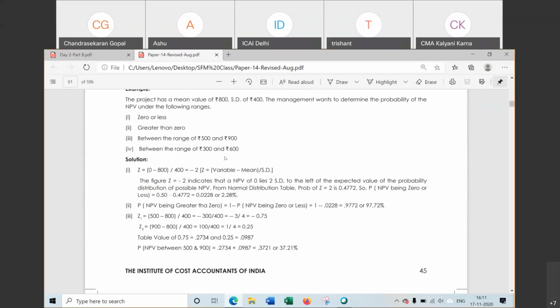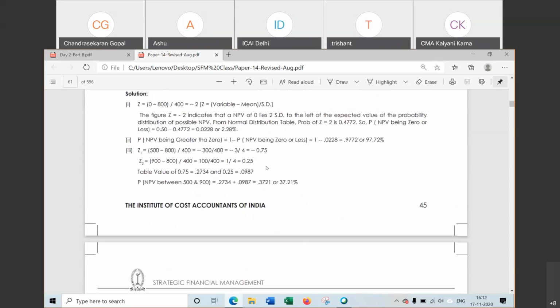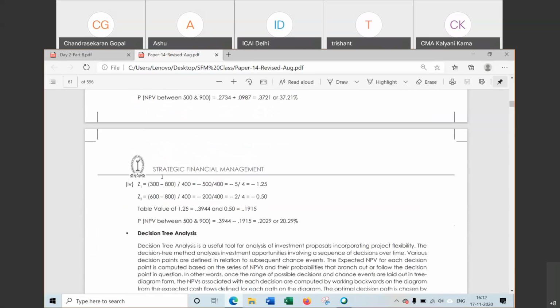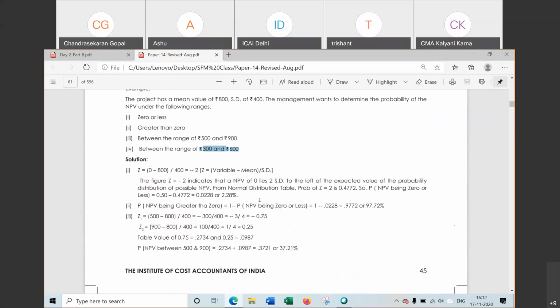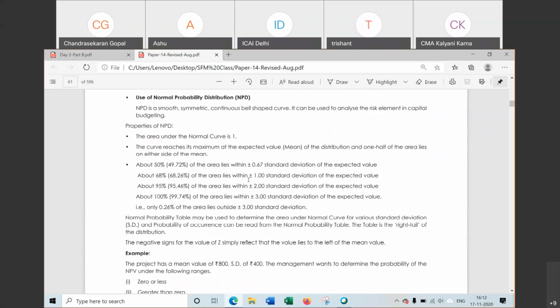Where is the doubt with regarding this? Same type of question we had done. The last question of this book. Same type of question. First 0 or less, greater than 0, and between the range 500 to 900 and between the range 300 to 600. Do the solution yourself because here it is not very clearly mentioned. Where is the doubt here in this question, Anand? Please ask your doubt in this question. Please, 1 minute.